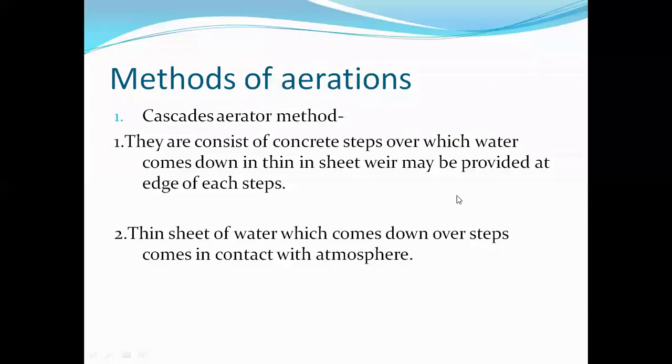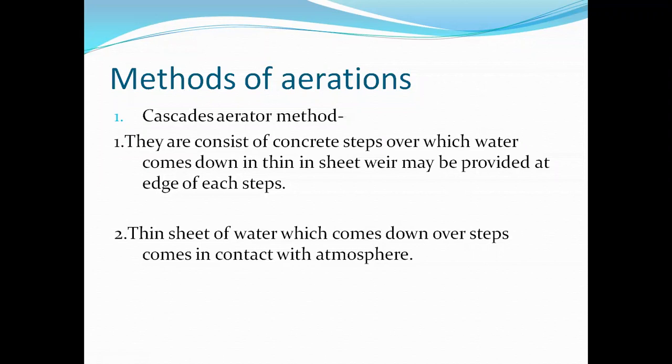Now we are going to see what is the cascade aerator method or what is the construction of this method. Now see the cascade aerator method, it consists of concrete steps over which water comes down in a thin sheet, where weirs may be provided at the edge of each step. That is, cascade means in the form of steps.